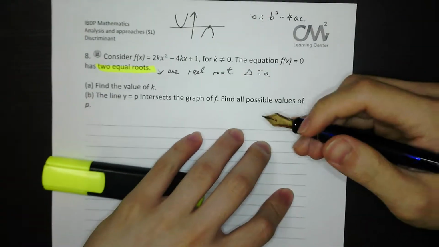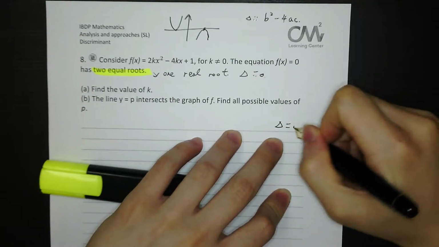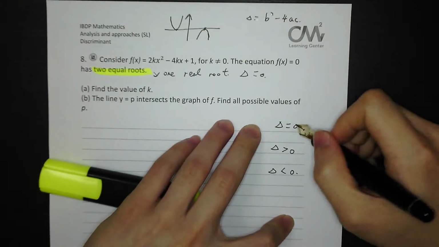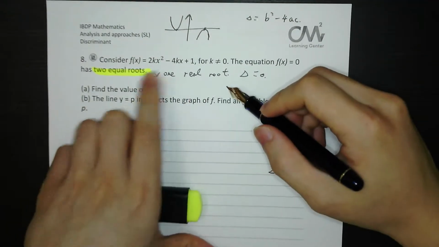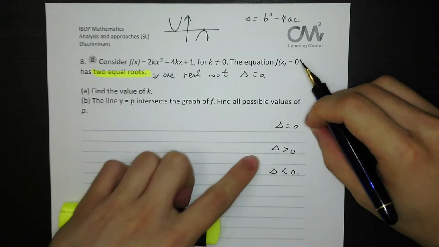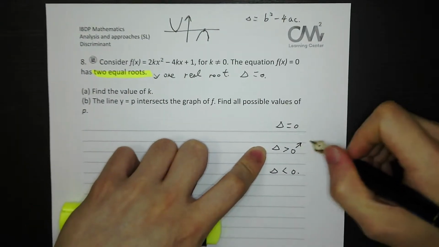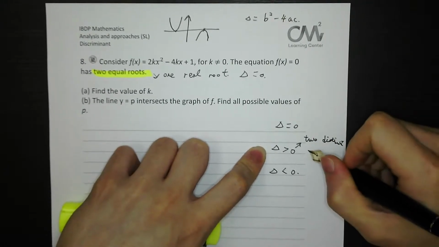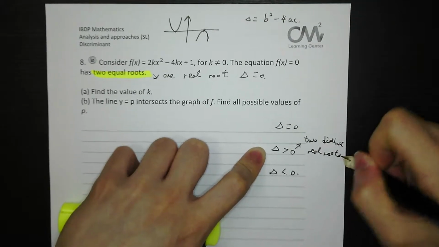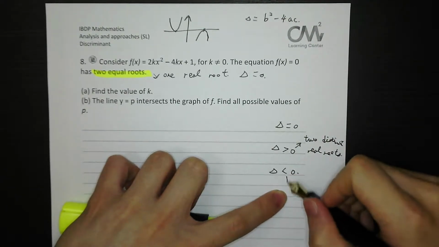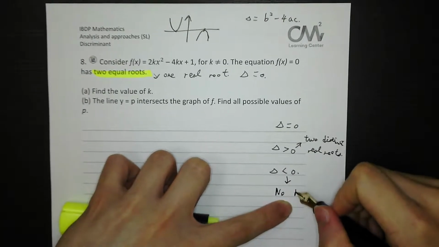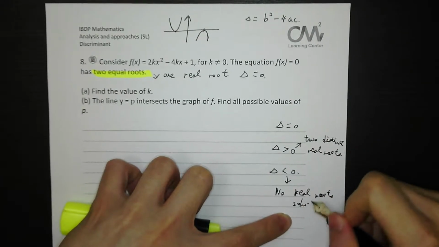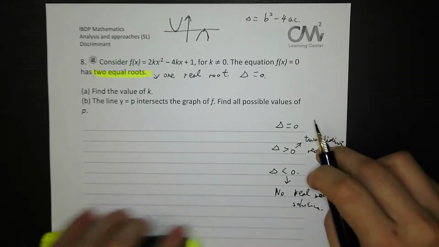There are three possibilities for delta: delta equals 0, delta is greater than 0, or delta is smaller than 0. Delta equals 0 means one real root or two equal roots. For delta greater than 0, the keyword may be two distinct real roots. For delta smaller than 0, the keyword is no real roots or no solutions.